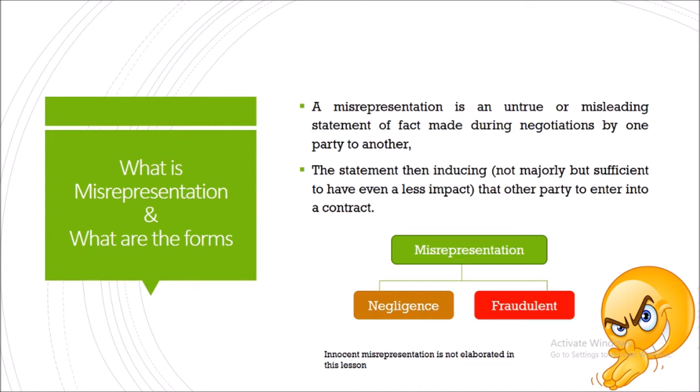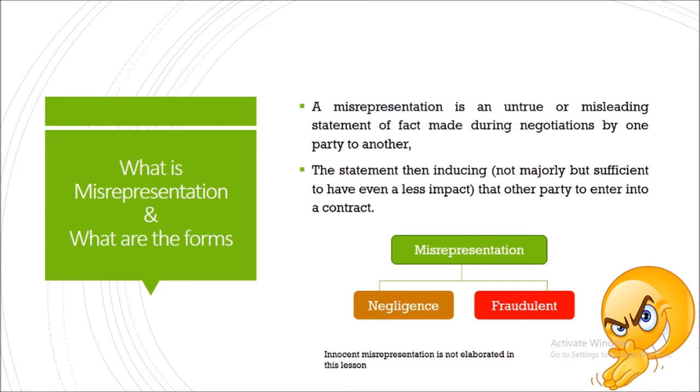Now, when it comes to innocent misrepresentation, we are not going to touch that particular part in this lesson, right? Innocent misrepresentation is something like people making misrepresentations because they are innocent, right? So that is the idea of innocent misrepresentation. We are not going to discuss innocent misrepresentation here. Anyway, we consider 2 types of misrepresentations often happening in business contracts.